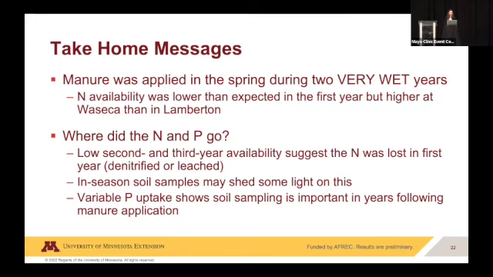Where did the nitrogen and phosphorus go? We're thinking that because of the low first or second and third year availability of the nitrogen, it likely was lost in these particular studies. It was either denitrified because of the wet conditions, or it was leached. We do have a lot of in-season, post-harvest, and pre-season soil samples that'll hopefully add to our story about where this phosphorus went or where the nitrogen went. We have soil samples down to 2 feet, so we should be able to see, was there a lot of residual nitrogen before the second and third year started, or was it already gone?